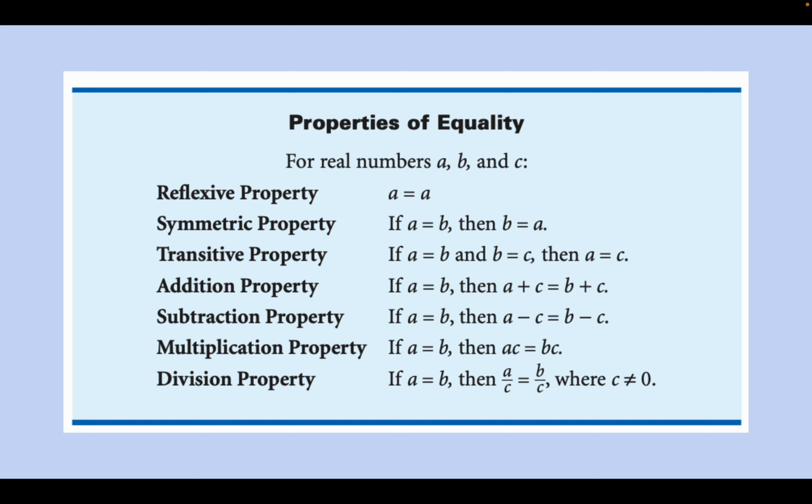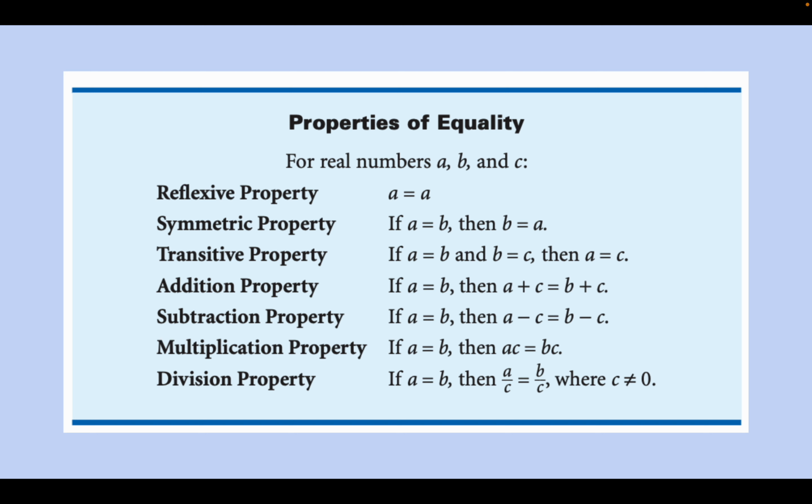First we have the reflexive property, and all of these properties are for real numbers A, B, and C. This does not apply to non-real or imaginary numbers, which you will learn later. The reflexive property: A equals A. So 2 equals 2, 5 equals 5. This is sort of a given, so you don't really have to memorize it. You should already know this. We know that 4 equals 4, and 4 does not equal 3.